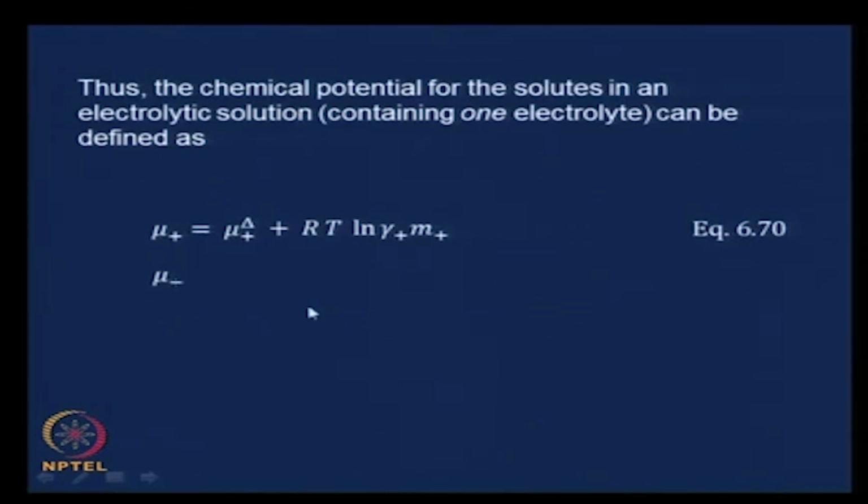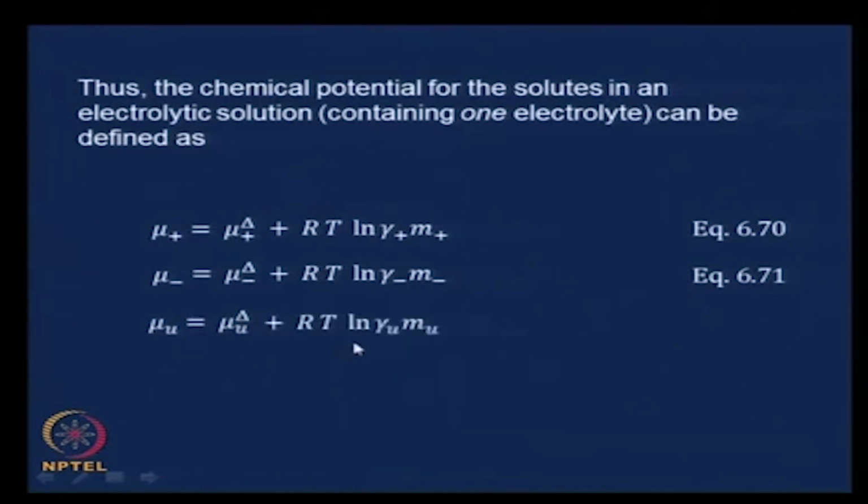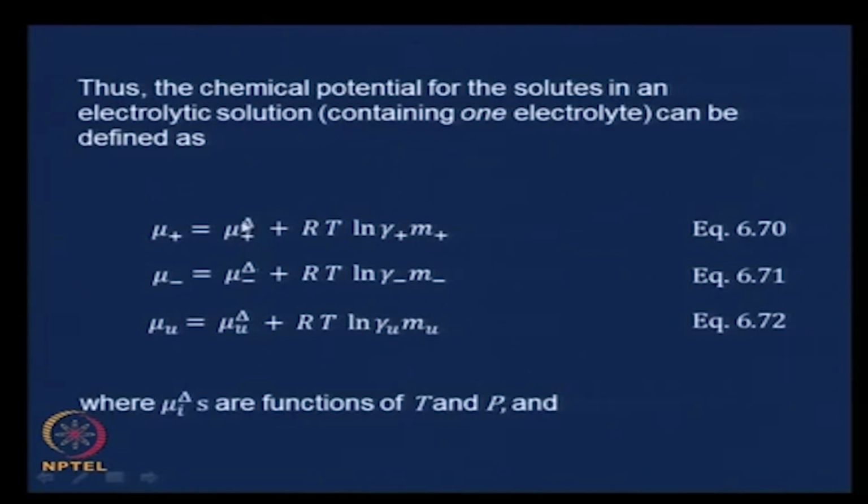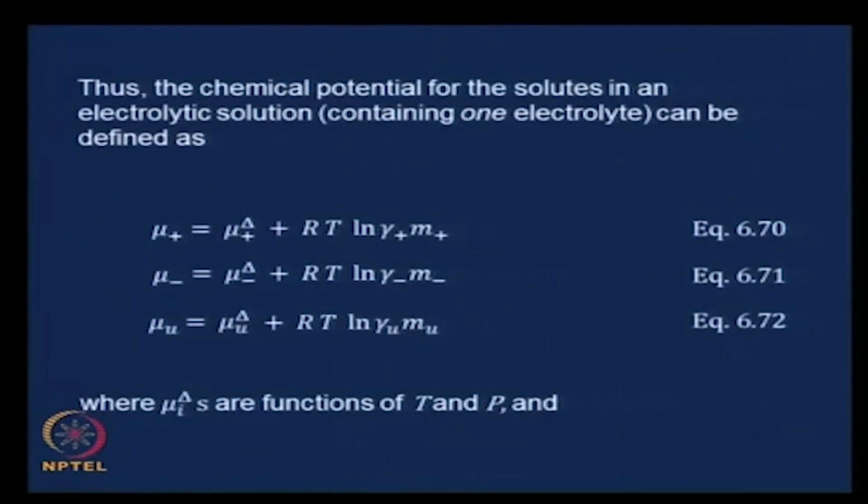Mu minus equals mu minus triangle plus RT ln gamma minus m minus, equation 671, and mu u, the chemical potential of the undissociated species, is nothing but mu u triangle plus RT ln gamma u mu, equation 672, where these mu triangles, the standard values, are functions of temperature and pressure, the same way as mu hash was, and of course gamma i tends to 1 as mi tends to 0 in all these cases, in line with the definition that we have given earlier.